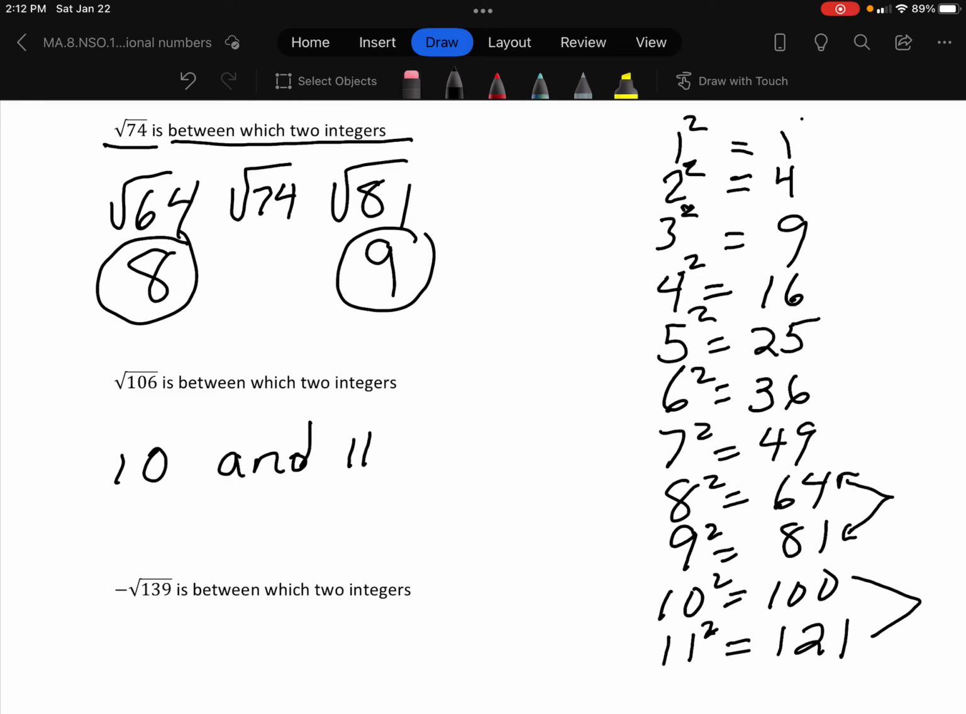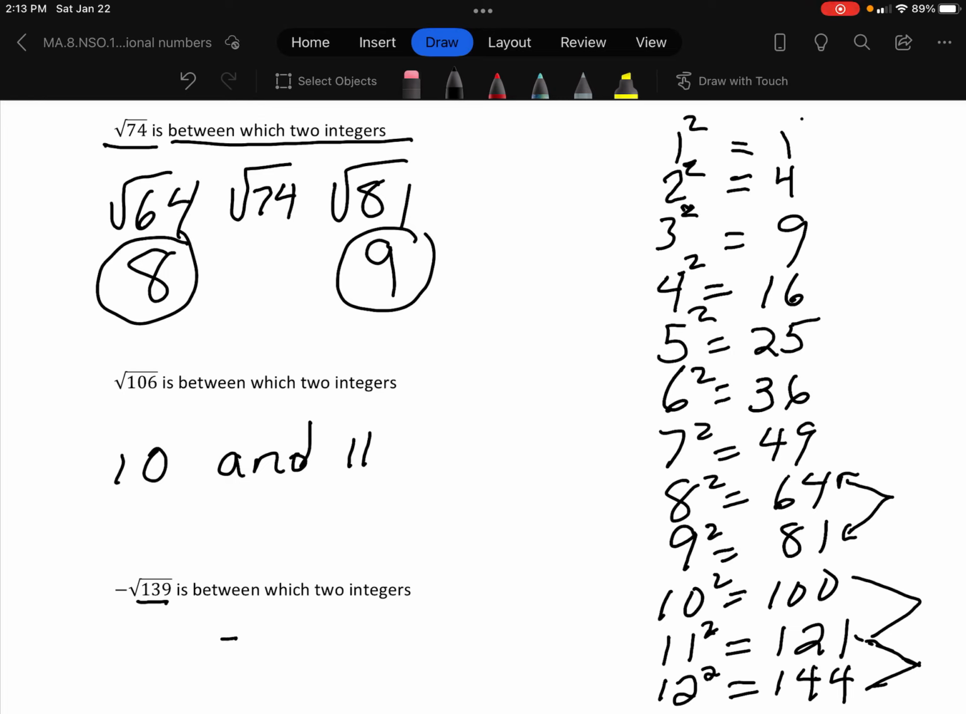Now, let's look at the last problem, and it has a negative in there. What that means is that my integers are going to be negative. But the process is the same. I'm looking for 139. I don't have that, so I'm going to have to continue my list. My next number will be 12, and 12 to the second power is 144. So I'm going to stop right here, and now I know that 139 is between 121 and 144.